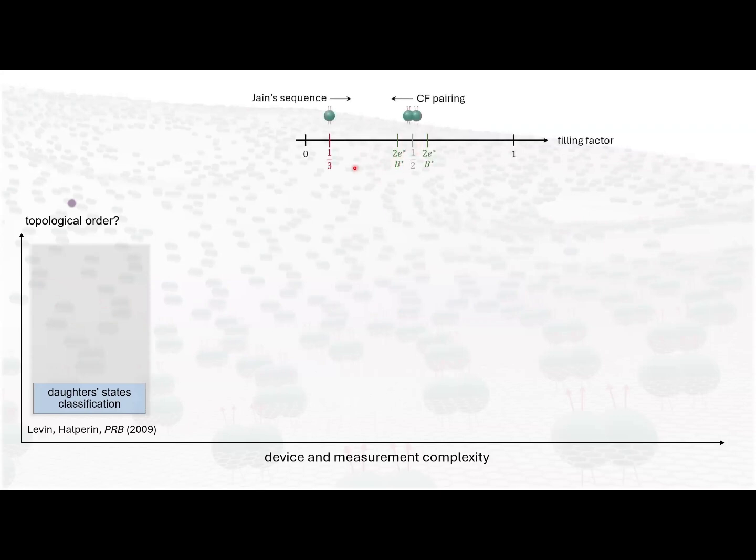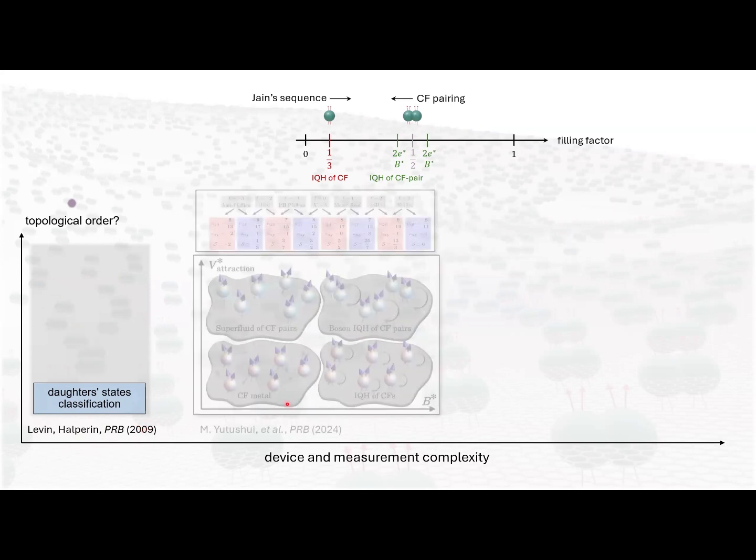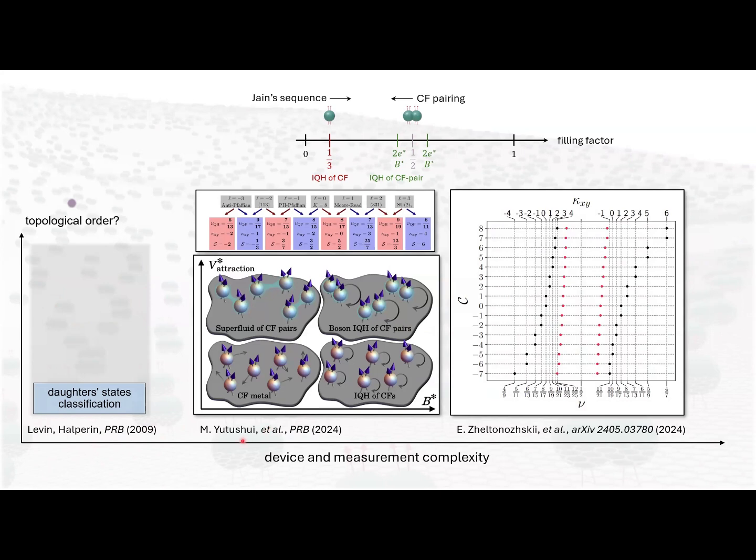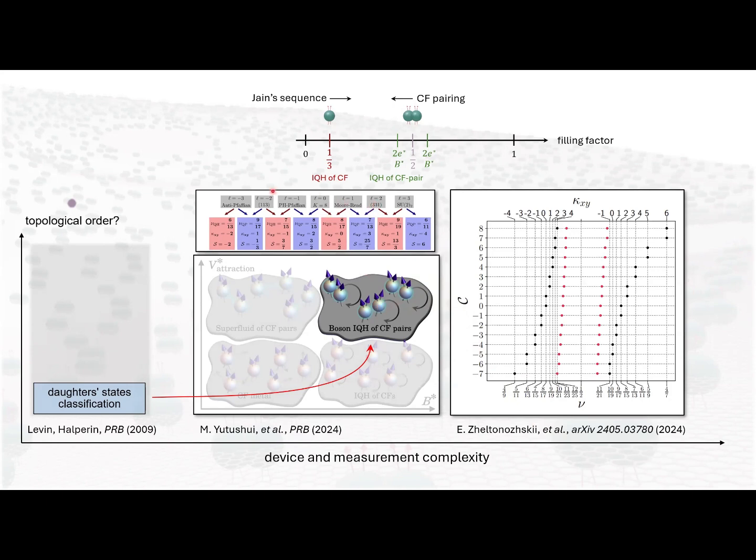So daughter state, just to say it again, the 1/3 is integer quantum Hall effect of composite fermion. Daughter states are integer quantum Hall effect of composite fermion pair. And this direction started by Levin and Halperin in 2009. And last year, there were 2 theoretical papers by David and David's group and Nathaniel Linder and Adi, and also Ashvin has a paper on this classification, where by seeing the daughter state, we are able to classify what is the topological order of the parent state.